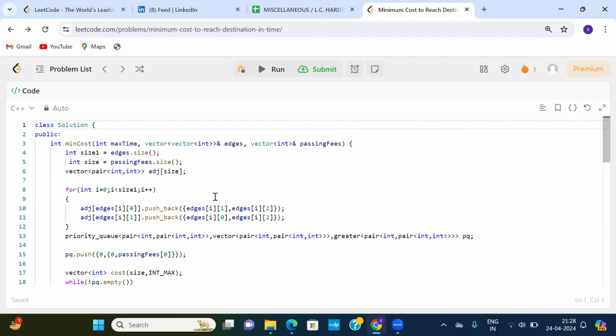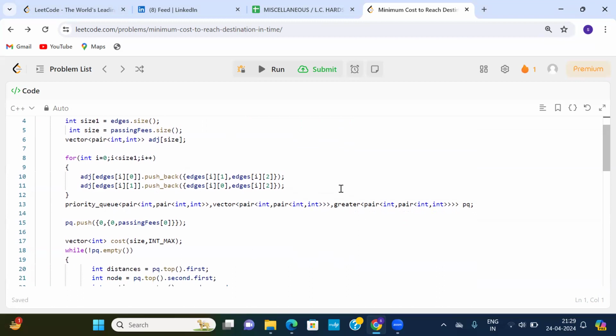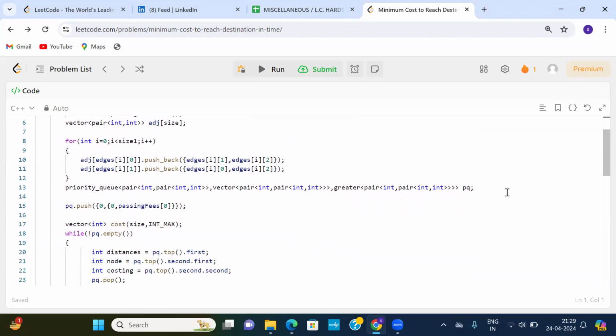This can be a bit tricky for someone who has not practiced much, so I have made it clear to you all. This size denotes the number of cities. In the int size one, we have stored edges.size(). Now we have run the loop and created the adjacency list, which we do in each and every graph question. After that, we have created one min heap for Dijkstra's algorithm.